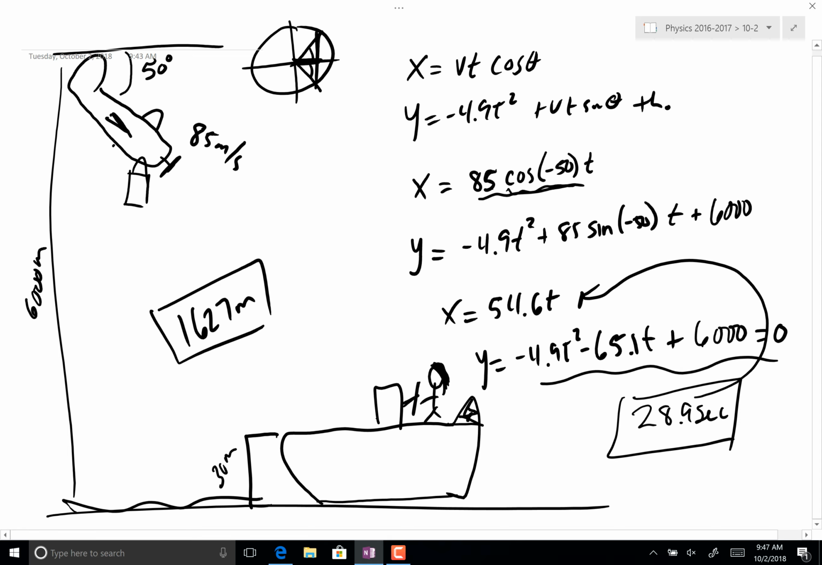Yes? Almost. Did I forget something? Yeah, the height of the boat. Now watch, what did I do different? Put equal to 30, right?